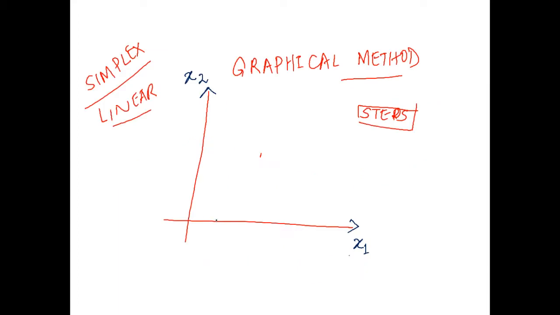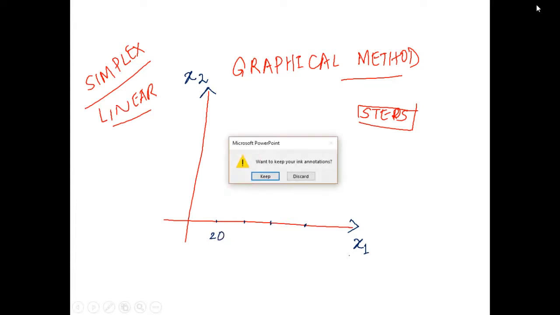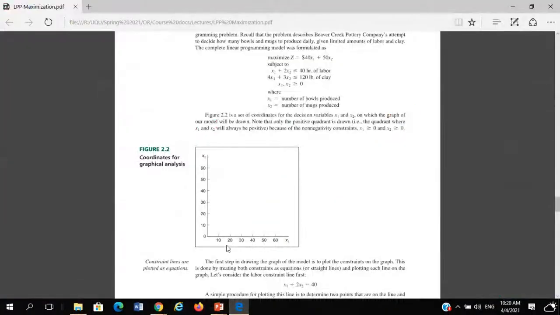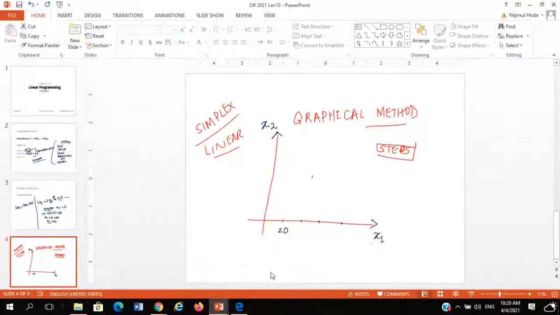So let's say we use the calibration 20, as it is done in the book. We'll use the same calibration so that you don't make a mistake. Yes, 10, 20, it's an interval of 10 each. So we'll use the same. We'll not change it.